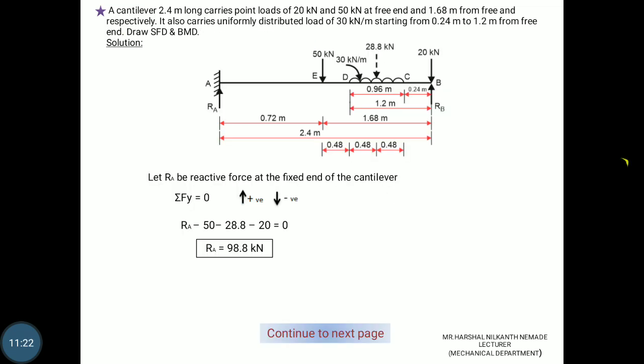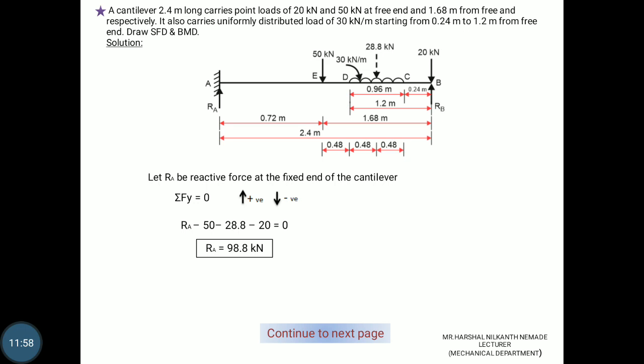Now again a cantilever beam of 2.4 meter length carries point loads of 20 kilonewton and 50 kilonewton at the free end and 1.68 meter from the free end respectively. It also carries a uniformly distributed load of 30 kilonewton per meter starting from 0.24 meter to 1.2 meter from the free end. Draw the SFD and BMD. I have drawn the figure as per the sum given. After drawing, what do you have to do?